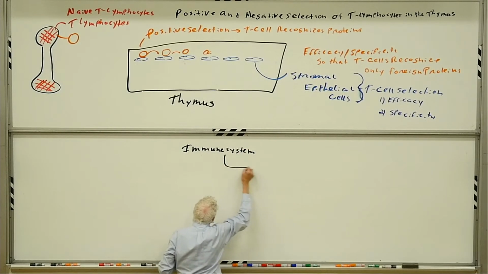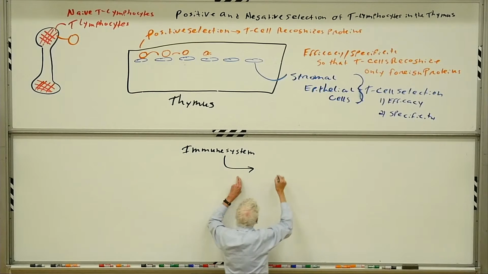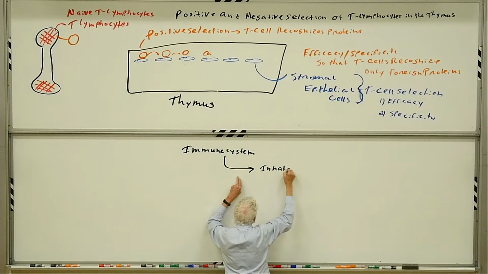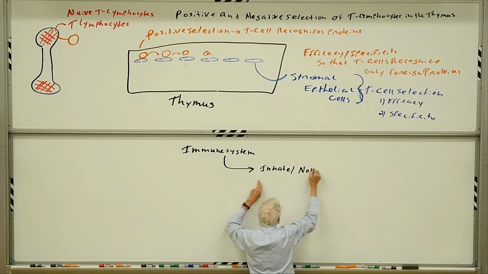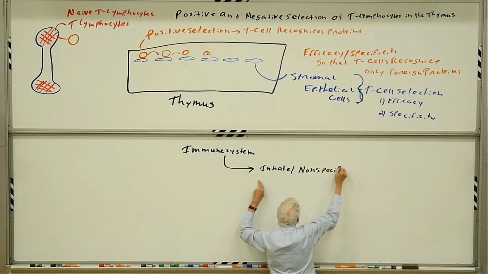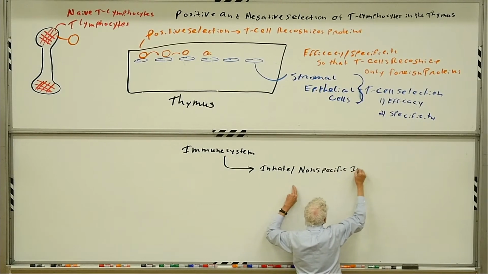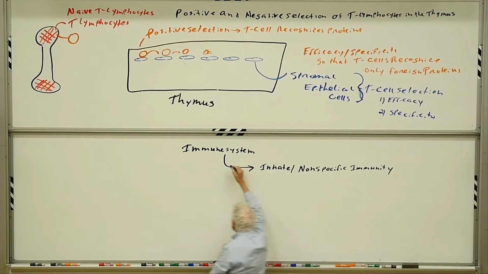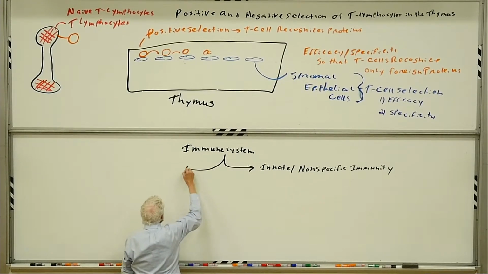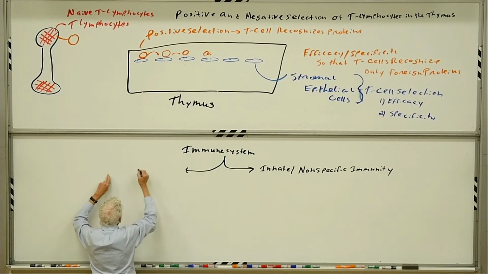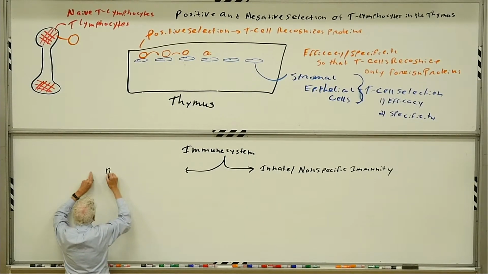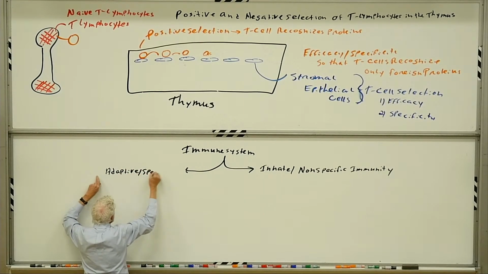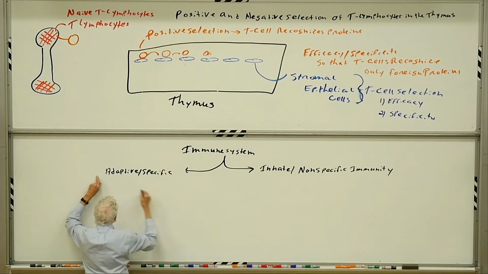The immune system now is going to be divided into these two categories. One is said to be the innate, sometimes known as the non-specific immune system. And the other branch here is going to be the so-called adaptive or specific immune system.